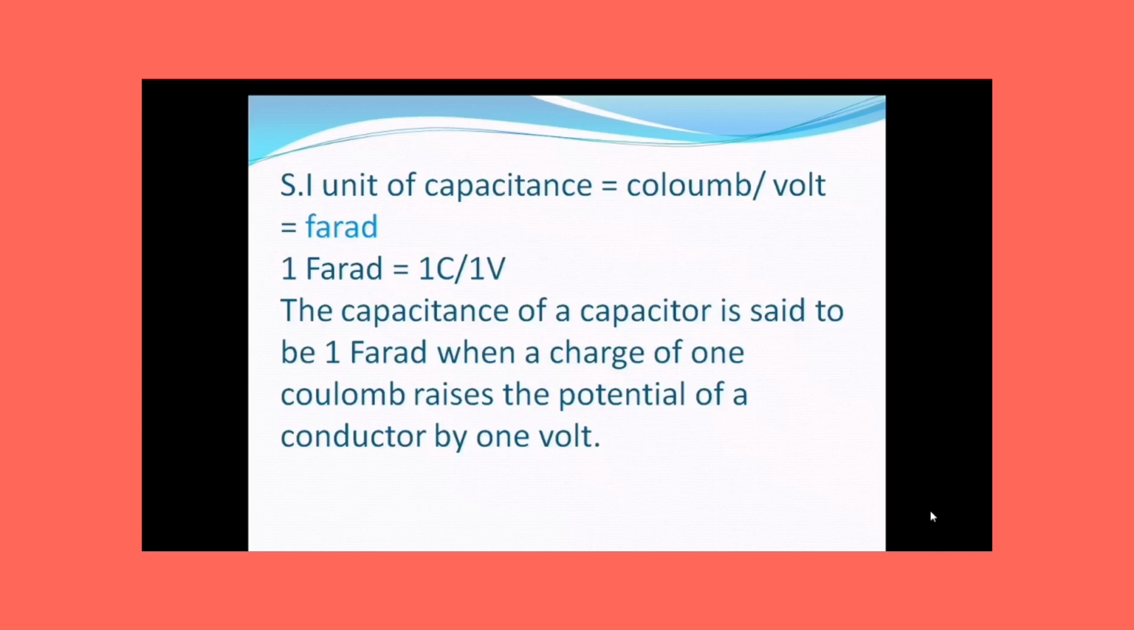Now, SI unit of capacitance: SI unit of charge is coulomb, SI unit of potential is volt. So SI unit of capacitance is coulomb per volt, which is equal to farad. How will we define 1 farad? The capacitance of a capacitor is said to be 1 farad when a charge of 1 coulomb raises the potential of a conductor by 1 volt.